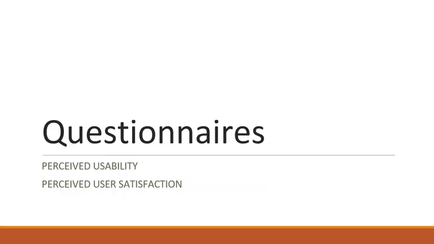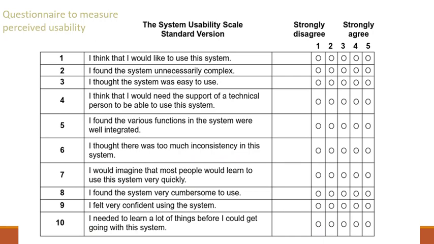Okay, so questionnaires. These are examples of questionnaires to assess perceived usability and perceived user satisfaction. Okay, so these are the System Usability Scale, standard version. It is supposed to be strongly disagree one. Okay, this is the common way of doing SUS, System Usability Scale, standard version.